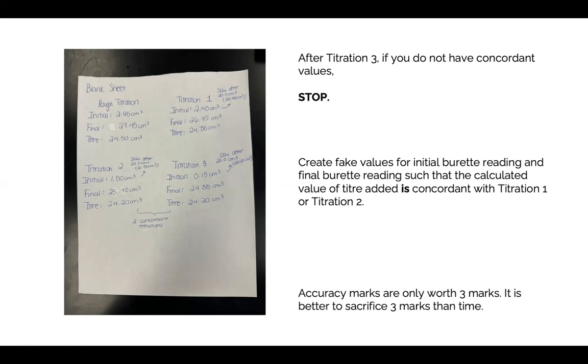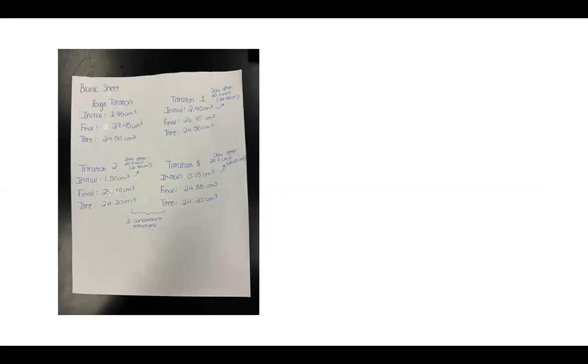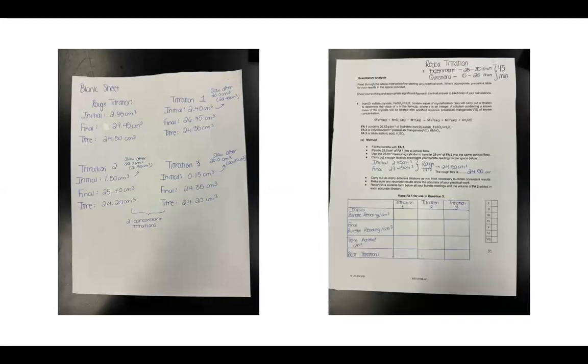This is because accuracy marks are only worth 3 marks in this question. So it's better to sacrifice these 3 marks than sacrifice time, because you still have questions 2 and 3 to complete and 37 more marks to gain. So from here, you're done with your accurate titrations. Now you can begin with your table.